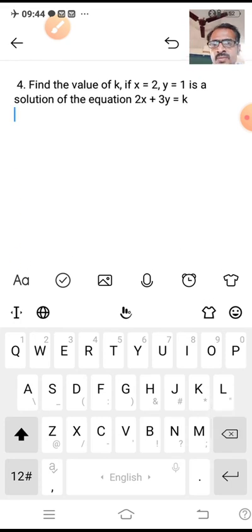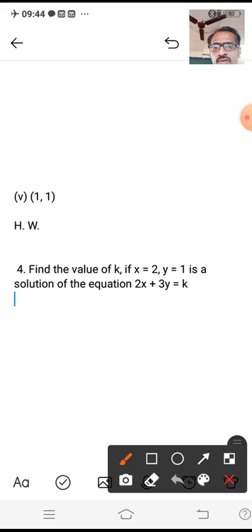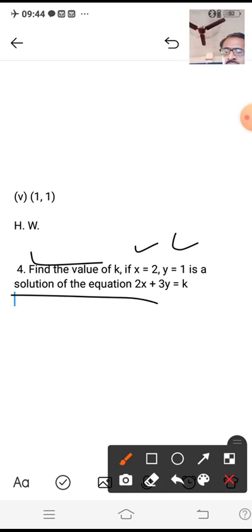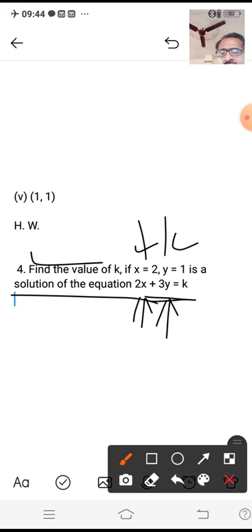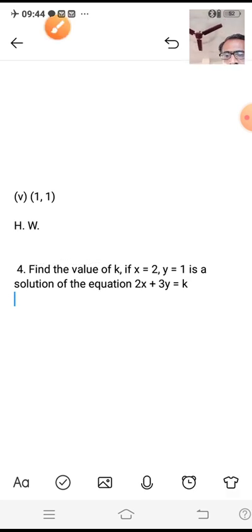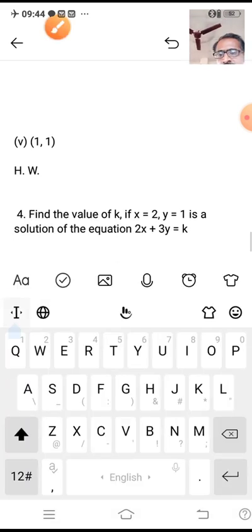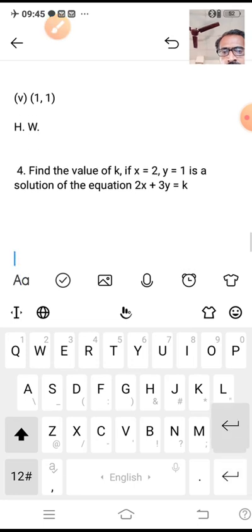Here it is. Find the value of k if x = 2, y = 1 is the solution of the equation 2x plus 3y equals k. Simple. Here we want the value of k, and we have the values of x and y, that are 2 and 1. So instead of x I will write 2 and instead of y I will write 1. Then I will get the value of k.